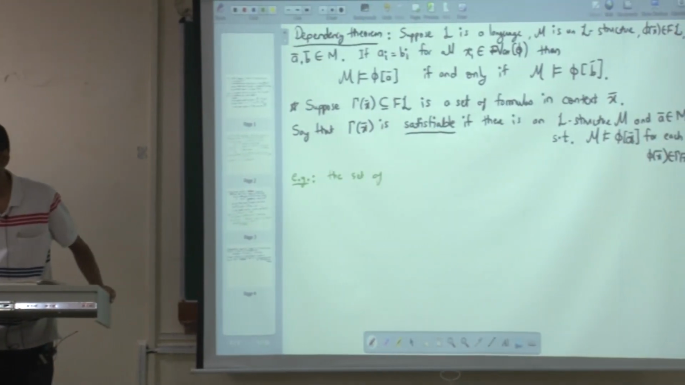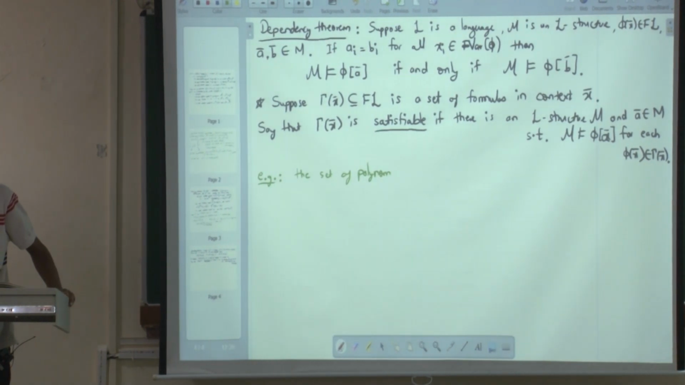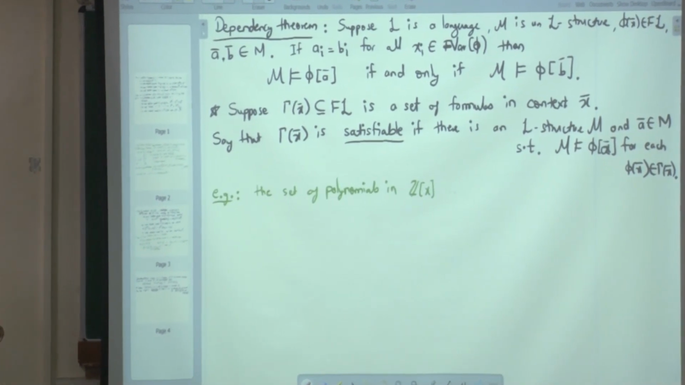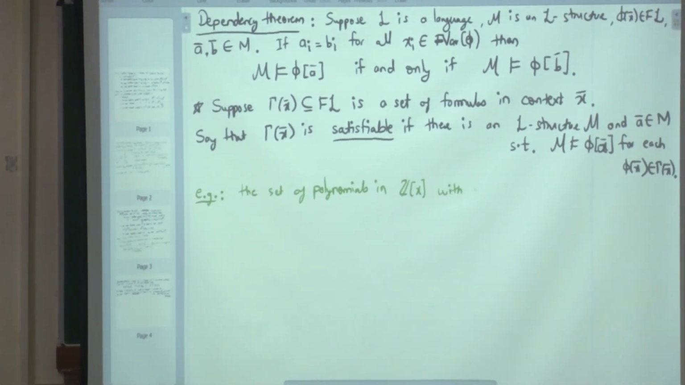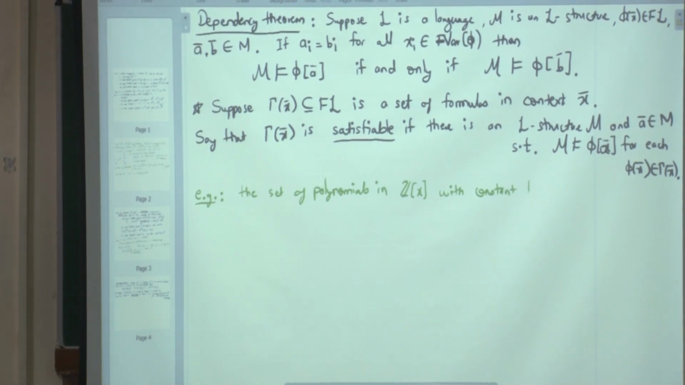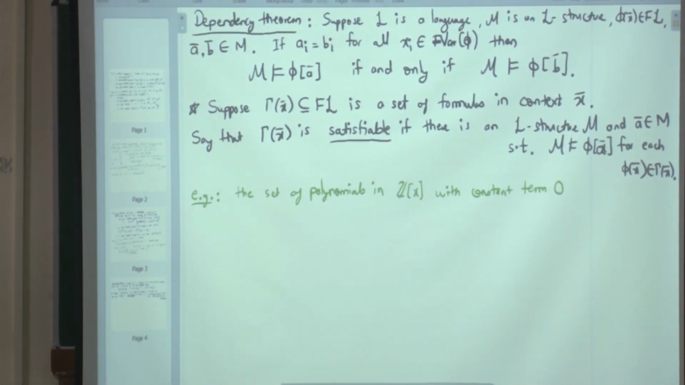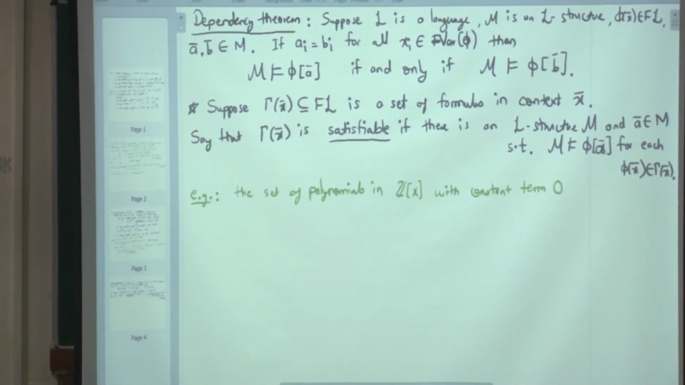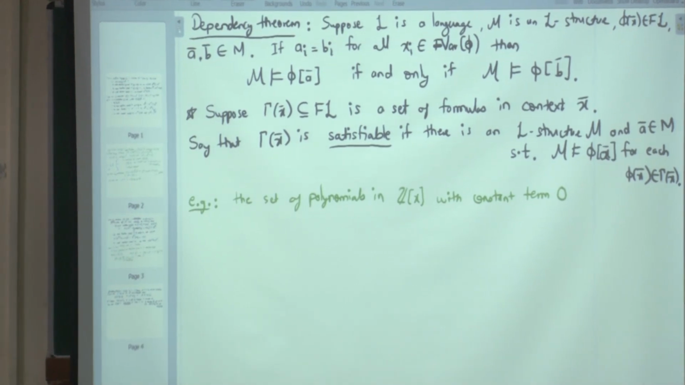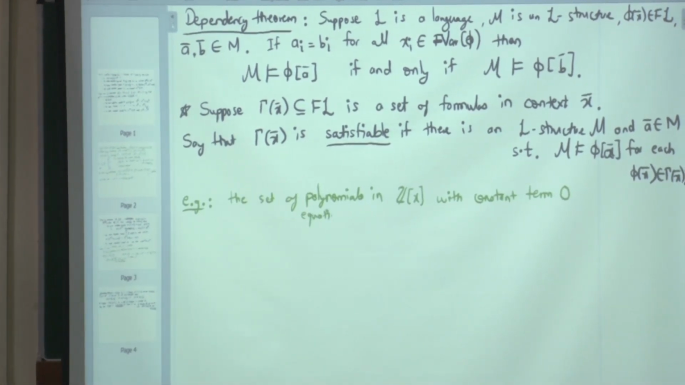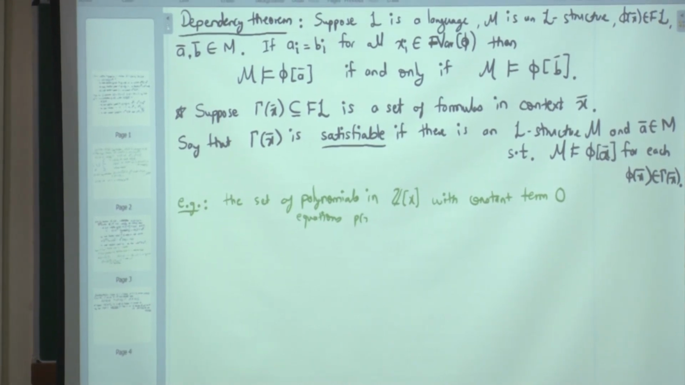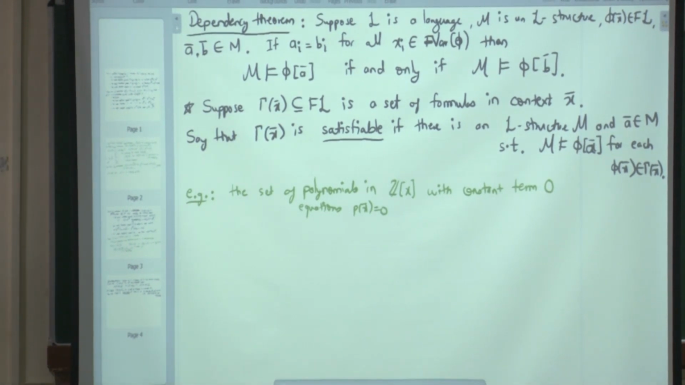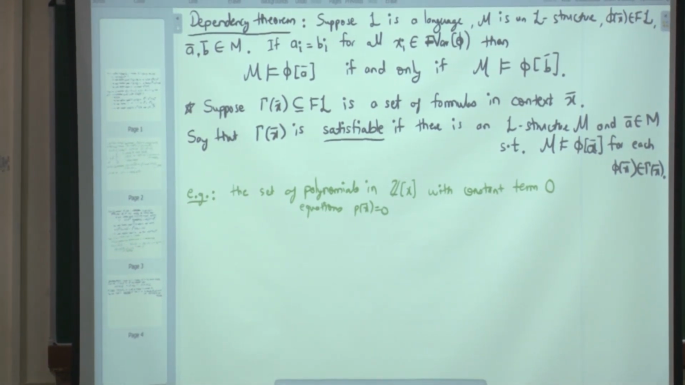The set of polynomials in Z[x] with constant term 0, is it satisfiable or not? Yes. Those are terms, how can they be satisfied? Oh, I mean polynomial equations, sorry. Maybe I should say p(x bar) equal to 0 with constant term 0. Is it satisfiable? Yes. Why? 0 satisfies it, correct.